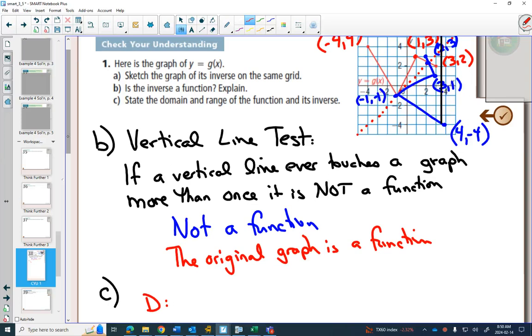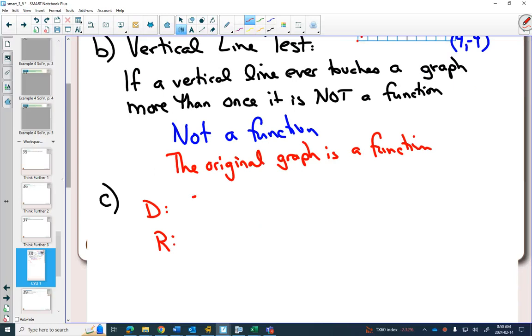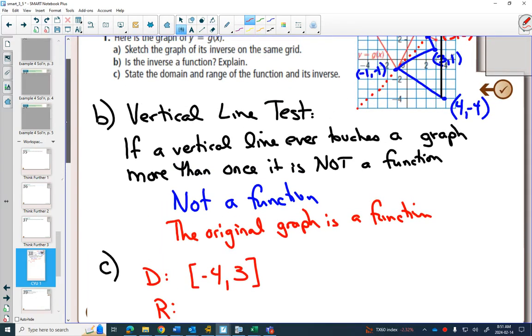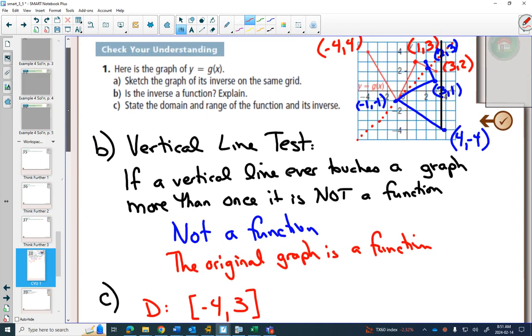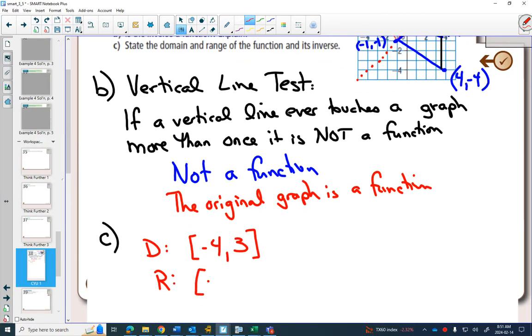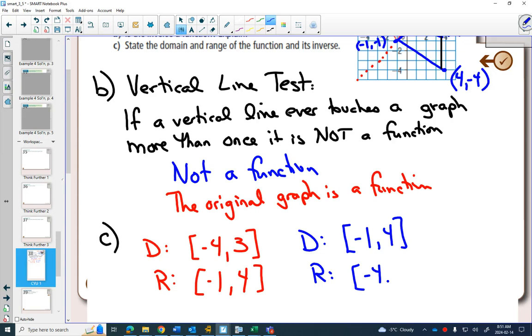Domain and range. My original graph, smallest x value is -4, biggest x value is 3. So in interval notation, it goes from -4 to 3. And for my range, my smallest y value is -1. My biggest y value is 4. Now if we look at the graph, the new domain of my blue graph goes from -1 to 4. And my new range goes from -4 to 3.